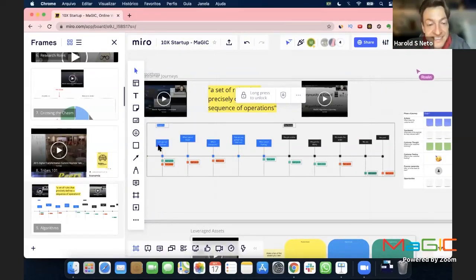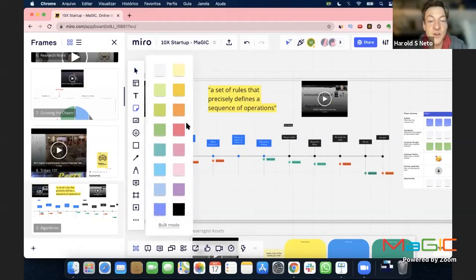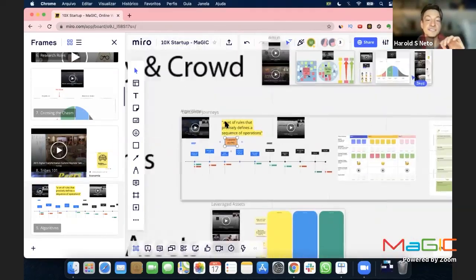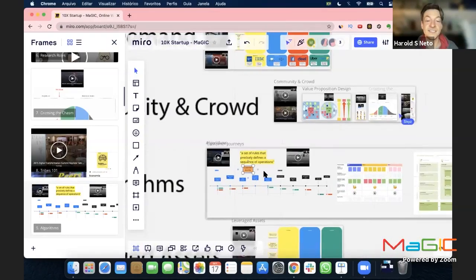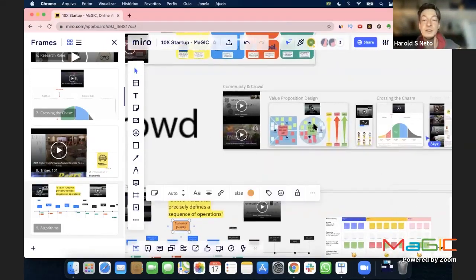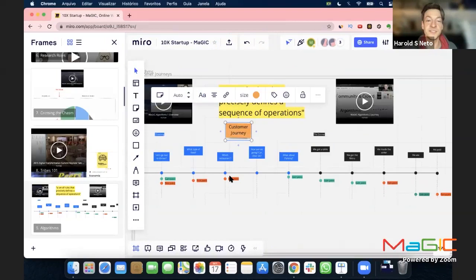And now this is actually an algorithm. This is a set of rules that precisely defines a sequence of operations for you to get dinner outside your place, right? But that is also called a customer journey. So your community's algorithm is actually your customer journey. Well, the first thing you need to understand is who's your customer? Who is the community you're trying to bring value to? And once you define that, you need to understand what their journey is with the challenge you're trying to solve. And once you understand that, you have your customer journey.